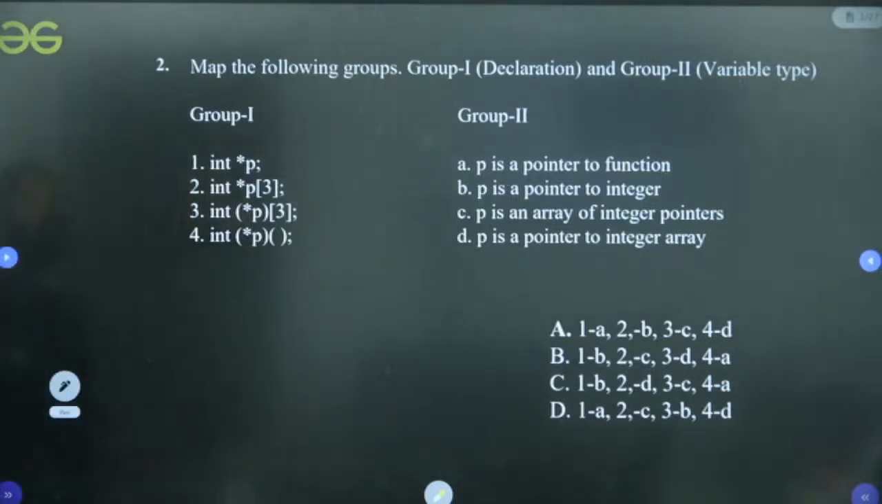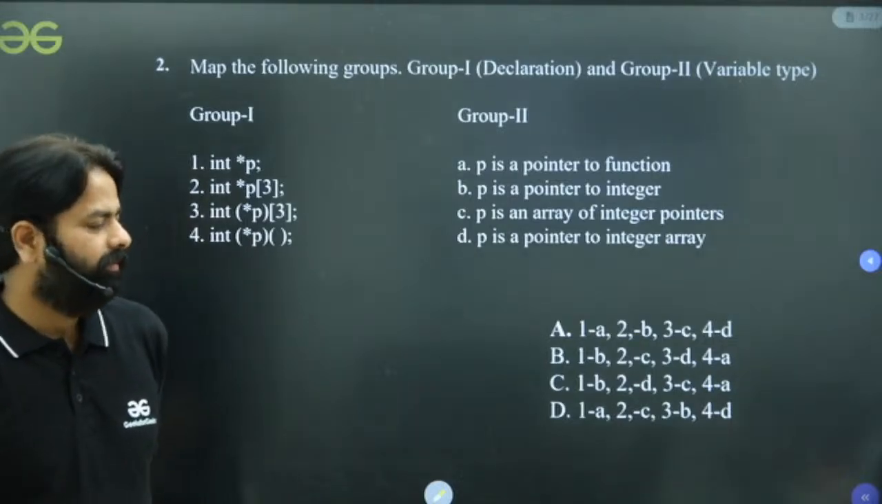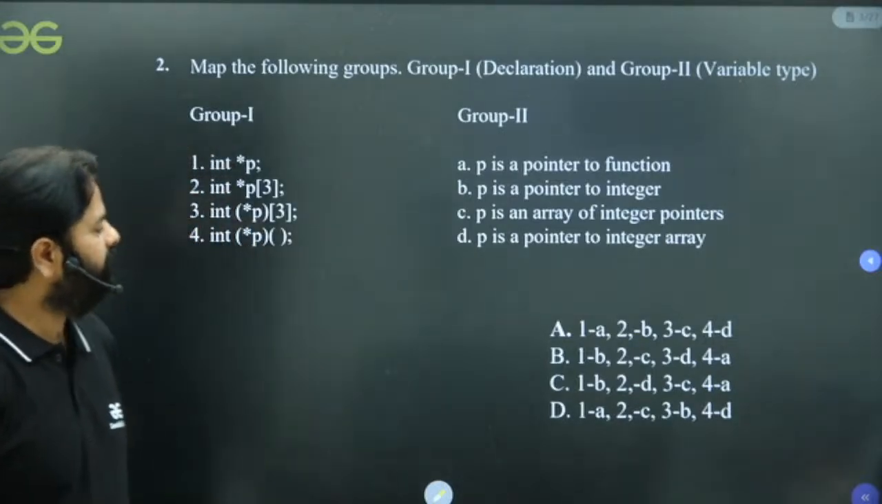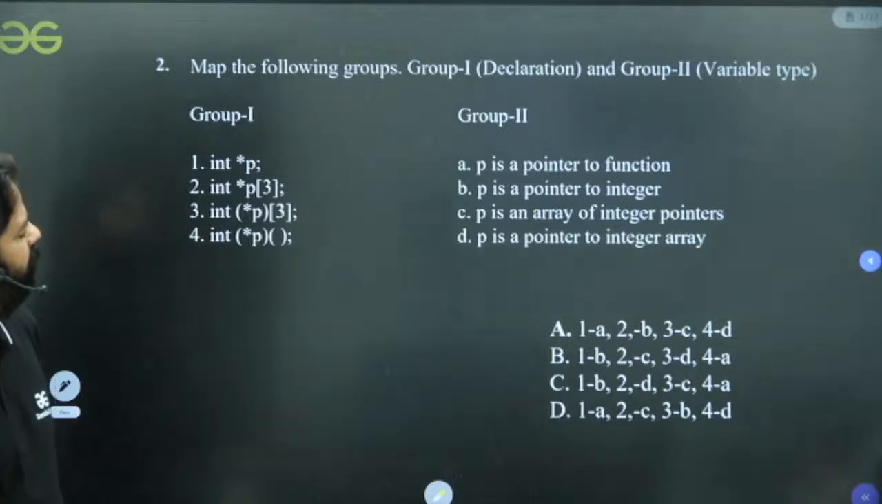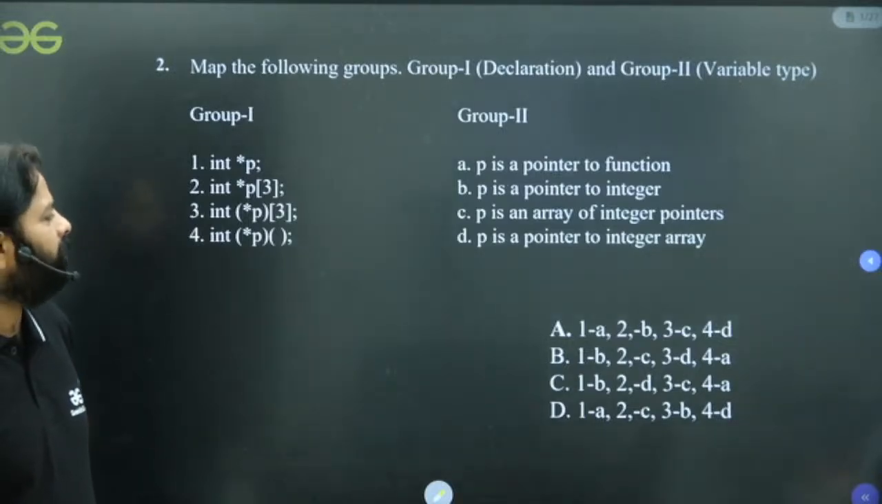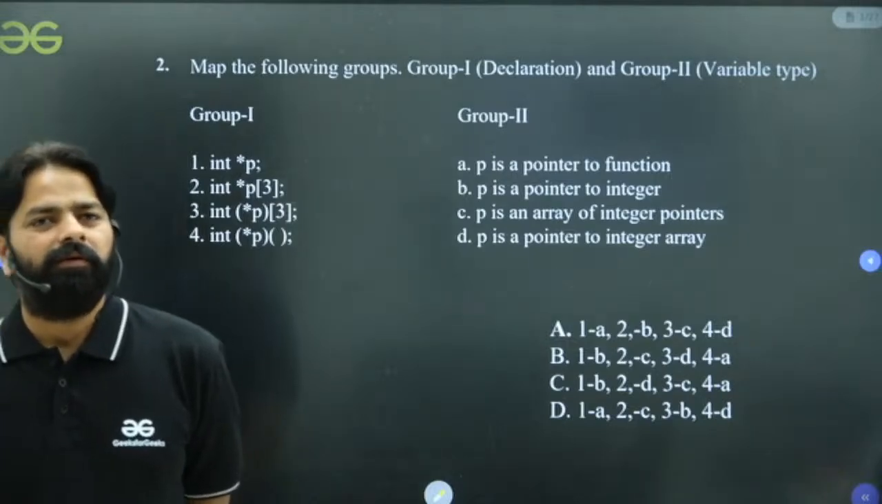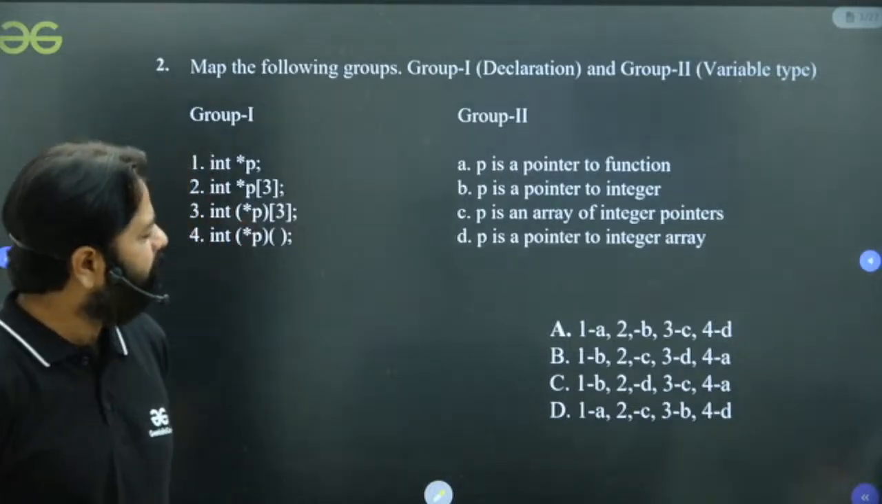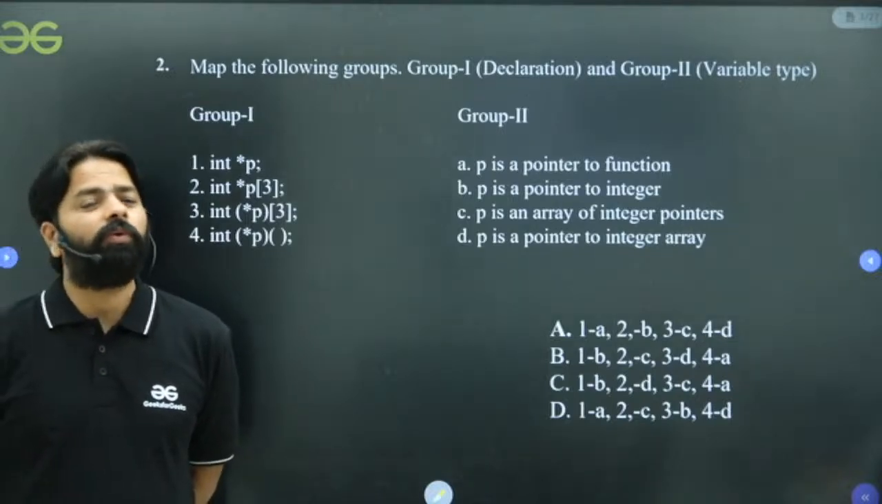Map the following groups. Group 1 is the declaration, group 2 is the type of the variable that you have. Sometimes I don't keep the options. Careful when you answer it. My questions are always MSQ type. My questions maximum times are MSQ type to give you confidence.